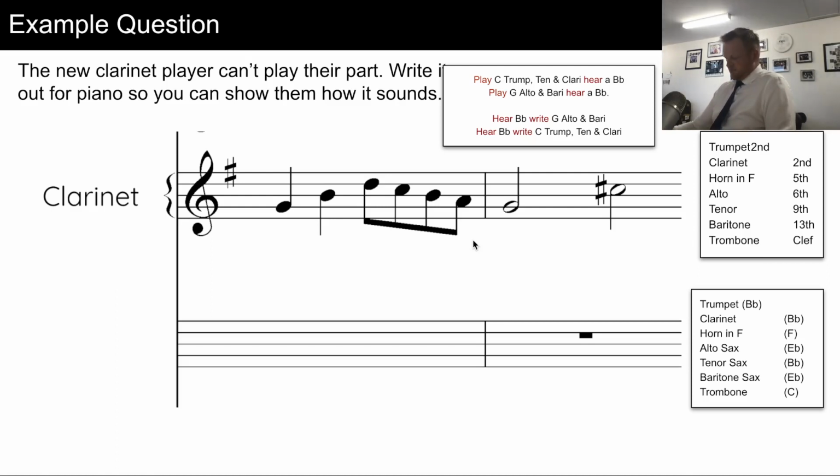Oh, look at this hilarious question. The new clarinet player can't play their part. Write it out for piano so you can show them how it sounds. So this is piano. This is what we're going to hear at the concert.